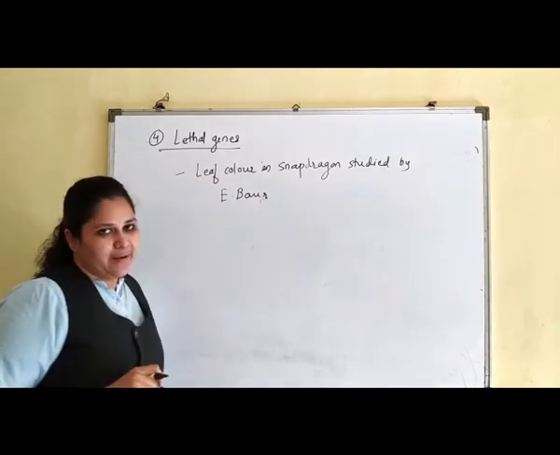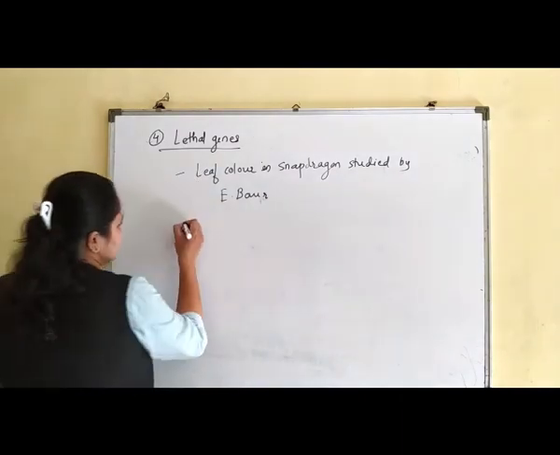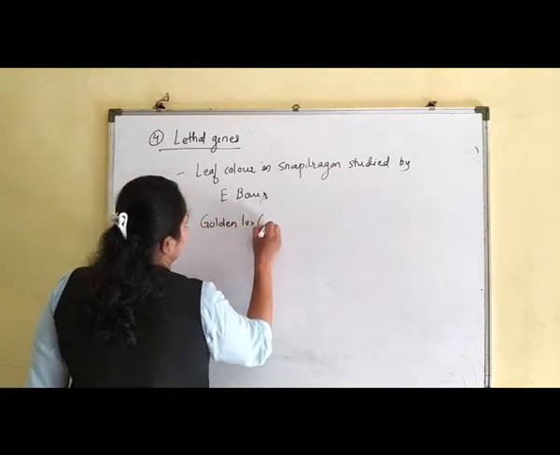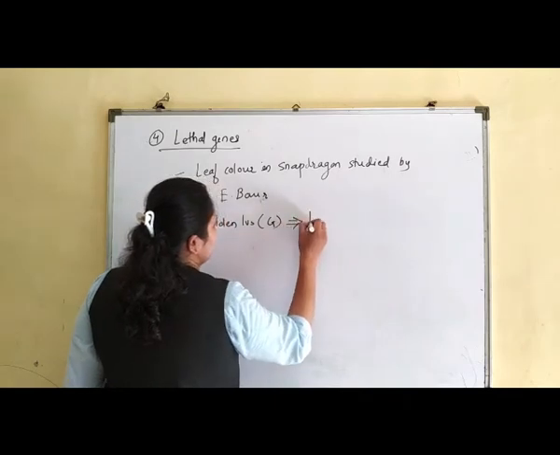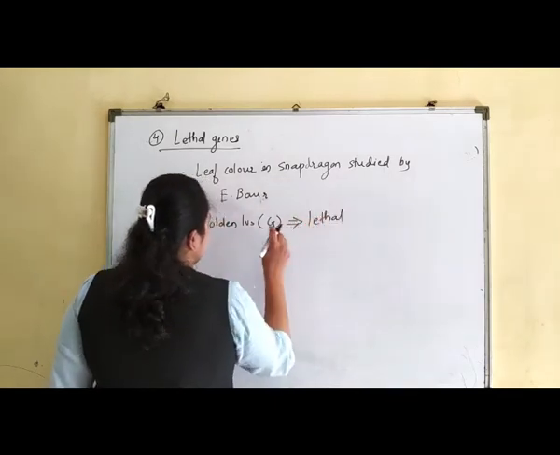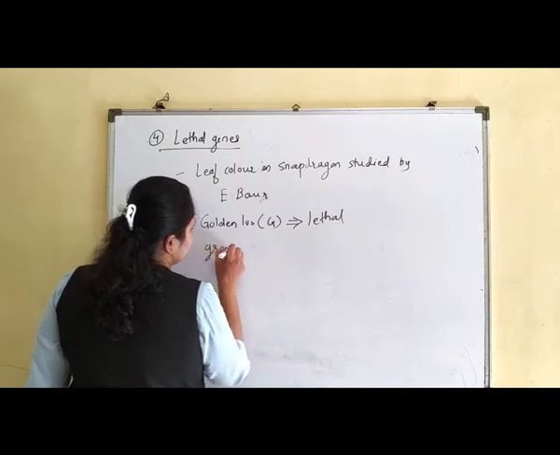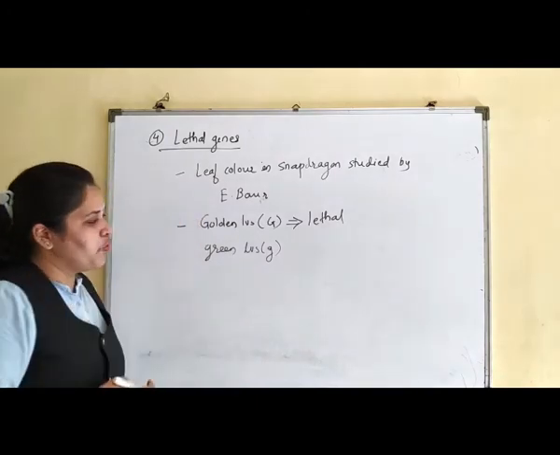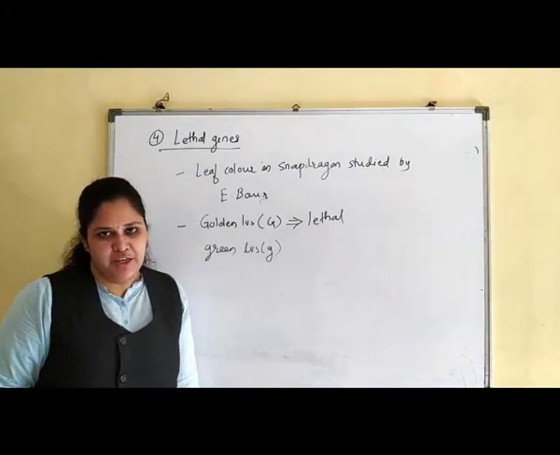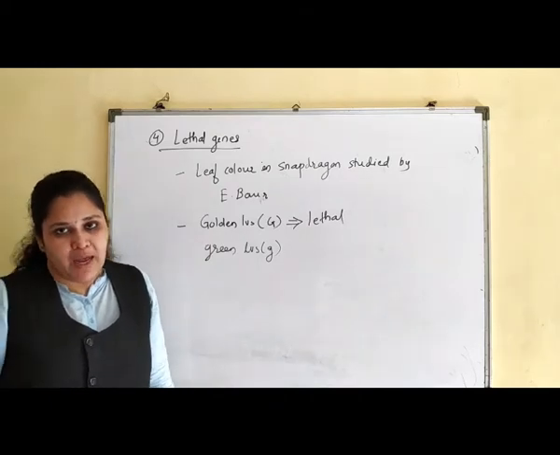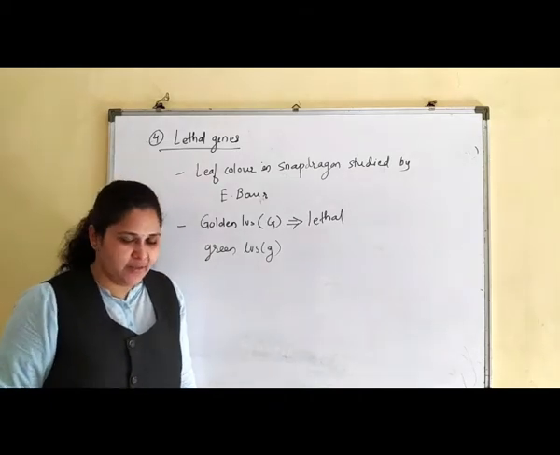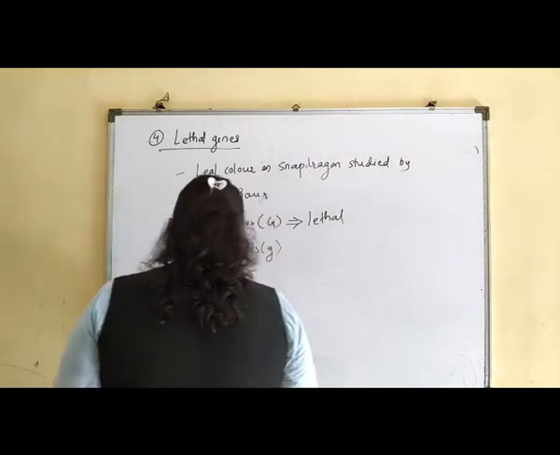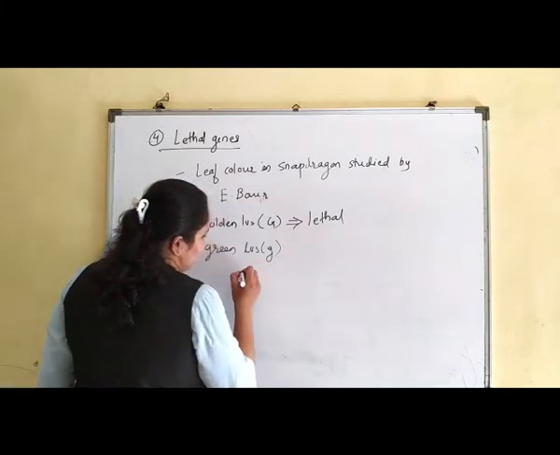In snapdragon, the gene for yellow or golden leaves, capital G, is lethal. And it is dominant, whereas green leaves are recessive. So obviously the dominant one, capital G individuals, will not survive. So plants with golden leaves we will not get, in the same way as with our mice earlier. So here also, in a population, we will not get the capital G individual.